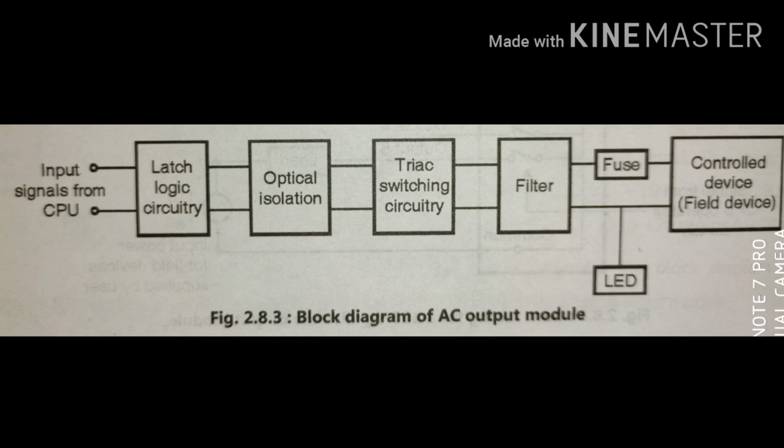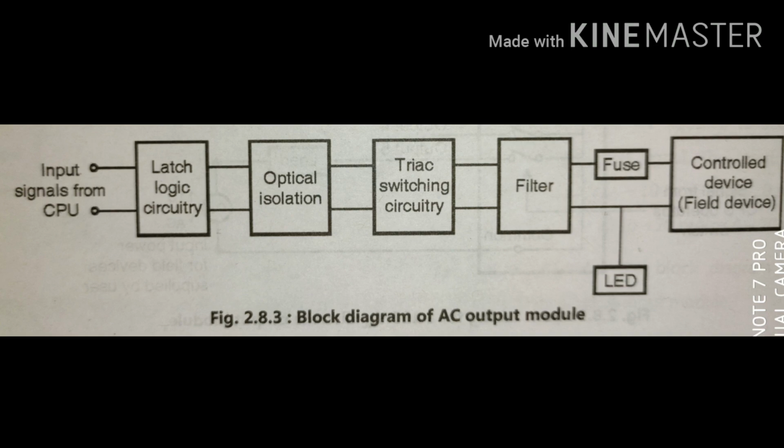Next one is the switching and filtering circuitry. In this block, the TRIAC is a solid state switching device which is used to provide a high voltage operating signal to the output field devices. TRIACs are switched on or off by signals from the optical isolation circuit. AC signals switched by the TRIAC are filtered to a safe level by the filtering circuitry. To indicate the status of the output, an LED is provided on the output module. Okay, in the same output module circuit, a fuse is provided to protect the circuit from drawing high current.